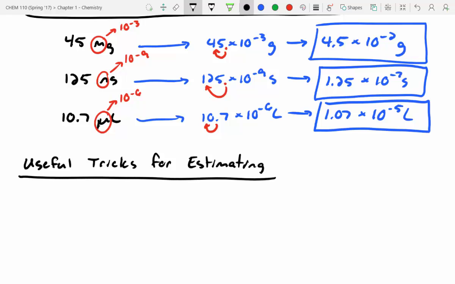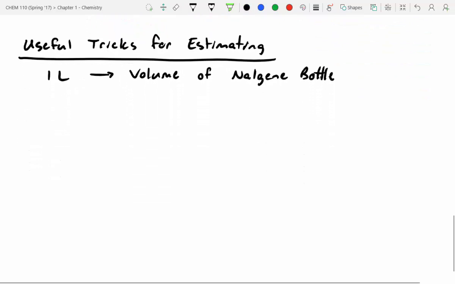All right, the first one is 1 liter is the volume of an Nalgene. That was something I mentioned yesterday. Other people remember this as saying, well, obviously, if you go and buy a soda from the store, it usually comes in those big 2-liter bottles. A liter is half of that. That's another simple way of remembering it.